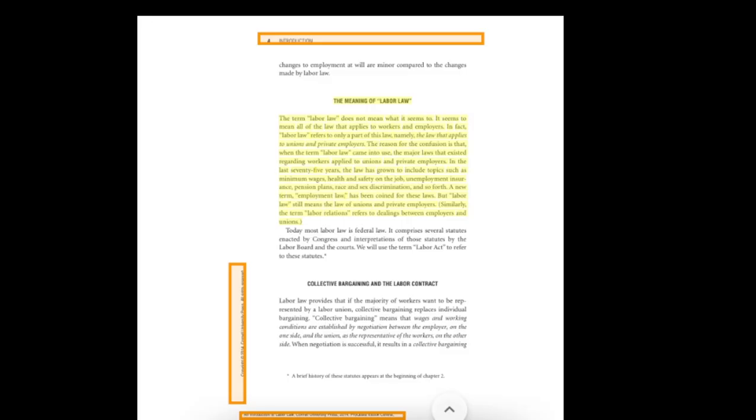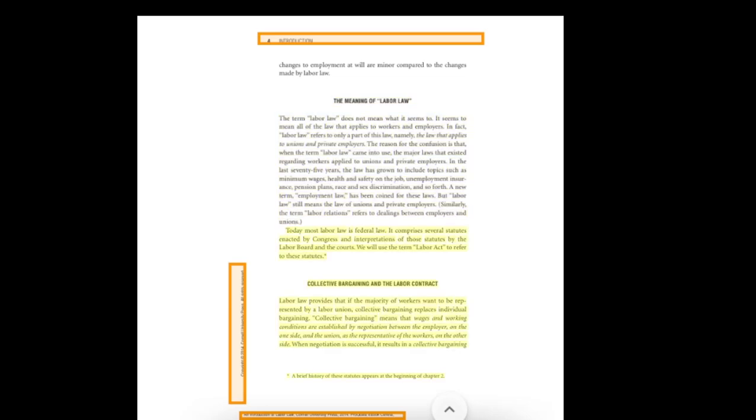In the last 75 years, the law has grown to include topics such as minimum wages, health and safety on the job, unemployment insurance, pension plans, race and sex discrimination, and so forth. A new term, employment law, has been coined for these laws. But labor law still means the law of unions and private employers. Similarly, the term labor relations refers to dealings between employers and unions.